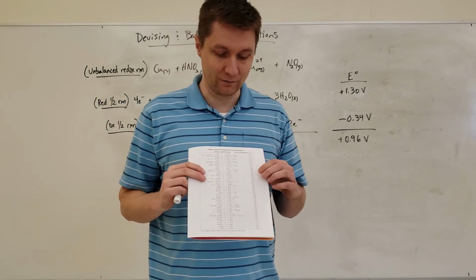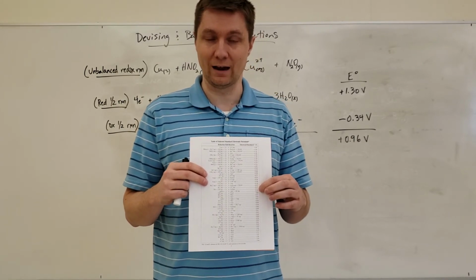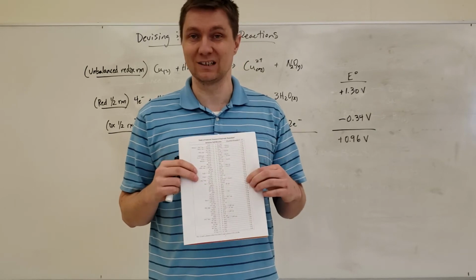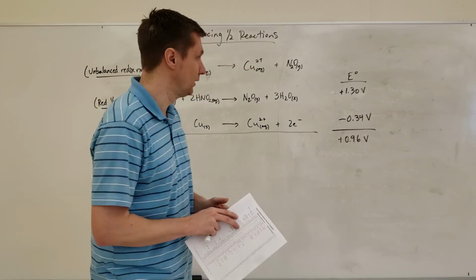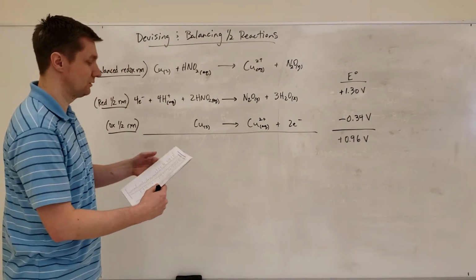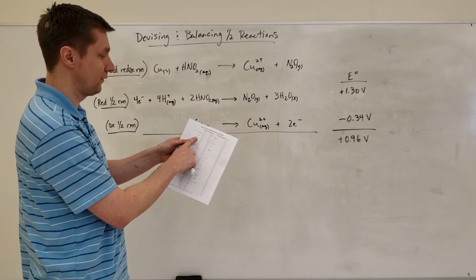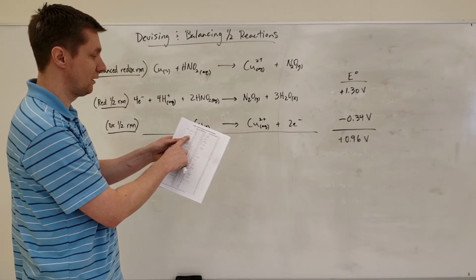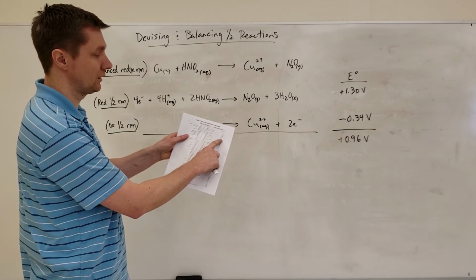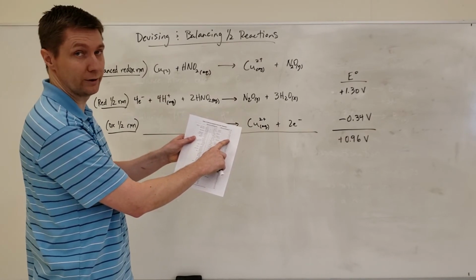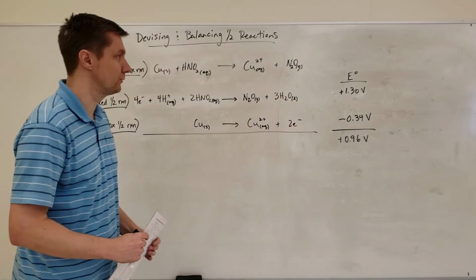And so if I'm going to write its corresponding electrical potential with that, I have to flip the sign of the sign that's written in the book here. So for example, if you take a look at this half reaction, it's near the top. It's the seventh one down from the top. And it's right here. You can see if you look all the way across, its electrical potential is positive 1.30 volts. And I've written that down over here on the side, positive 1.30 volts.